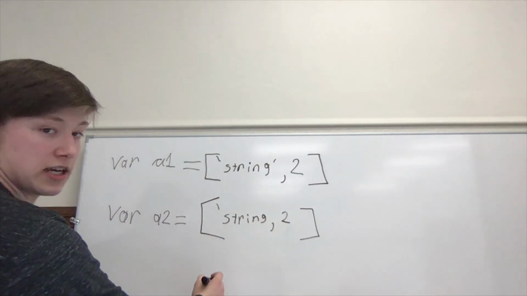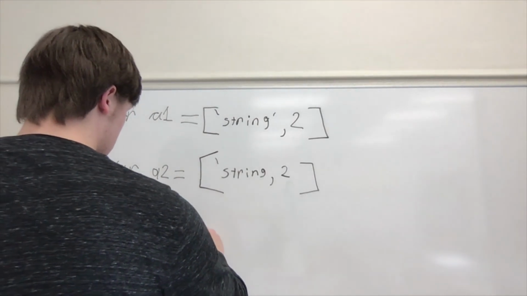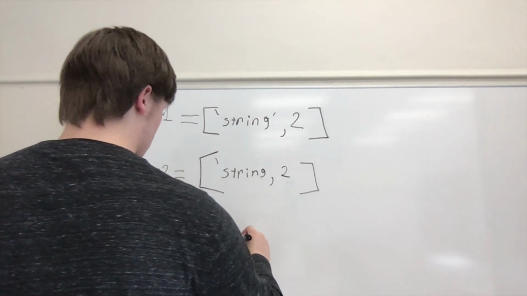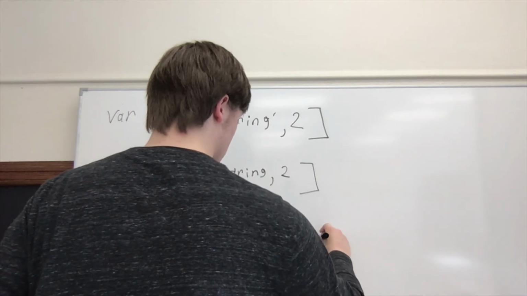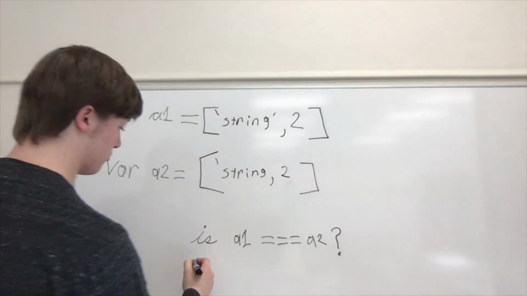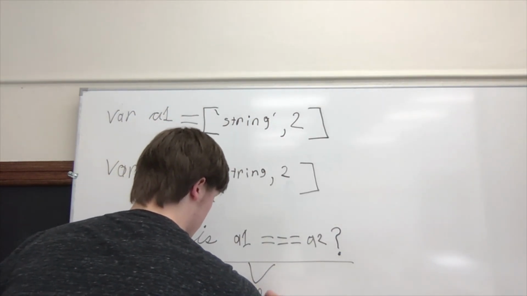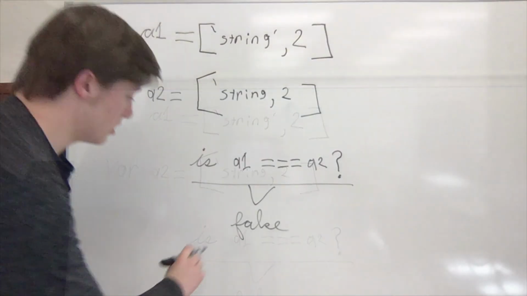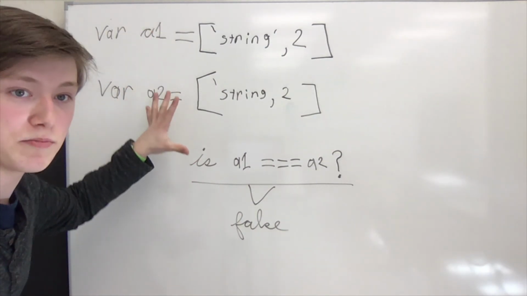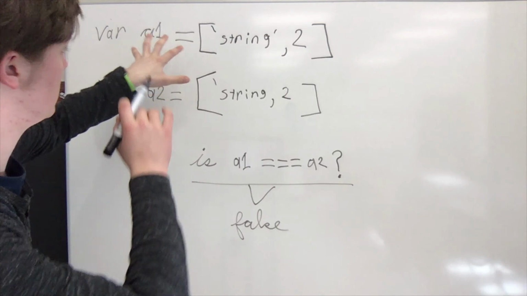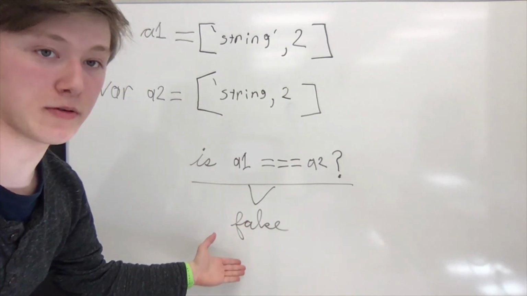And if I tried to say, is array 1 exactly equal to array 2, this should return false. This should return false because they're not the same. They don't hold the same place in memory. This is stored at a different location than this is stored at. So if we were to compare them, that would return false.